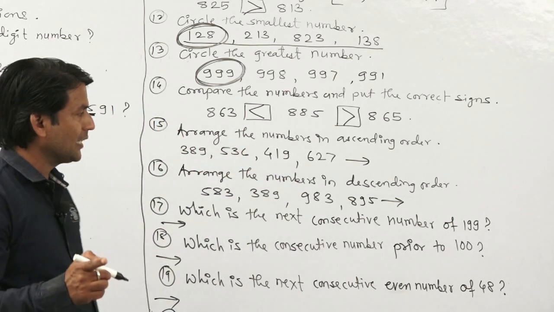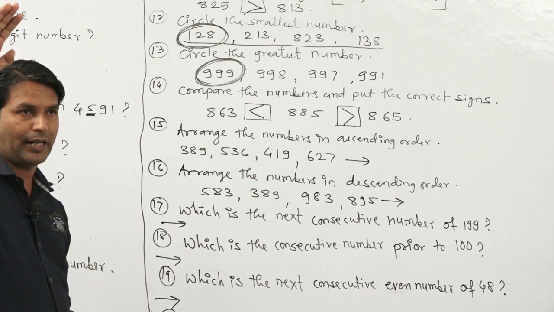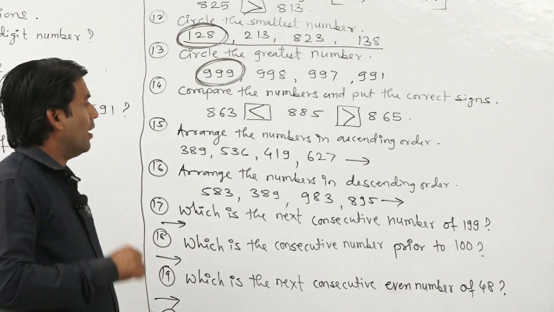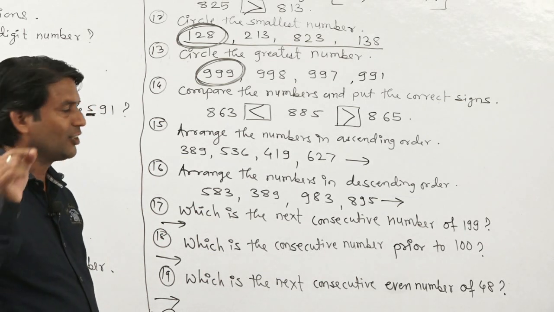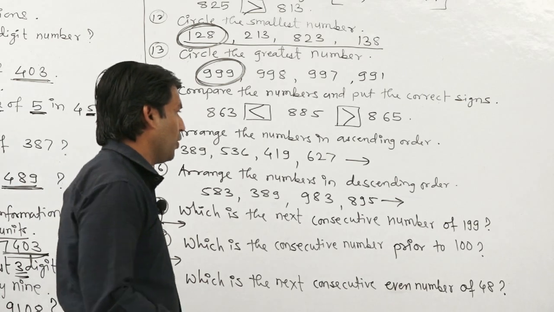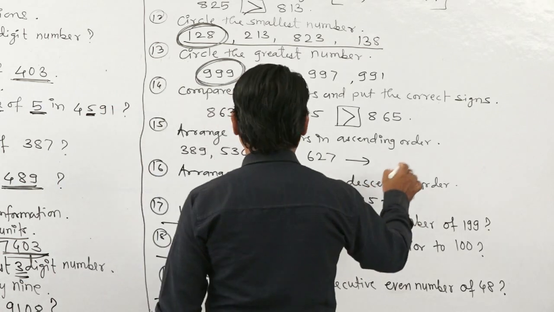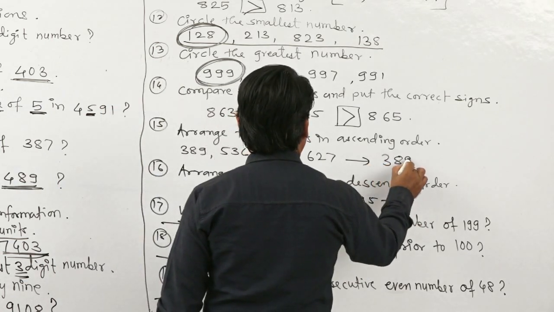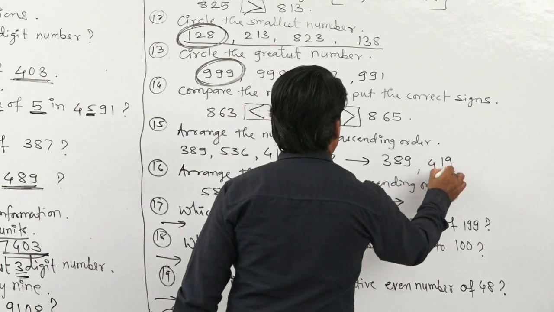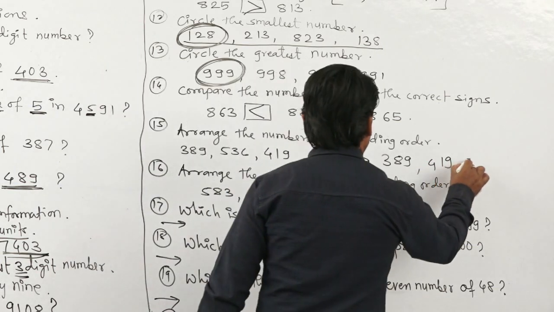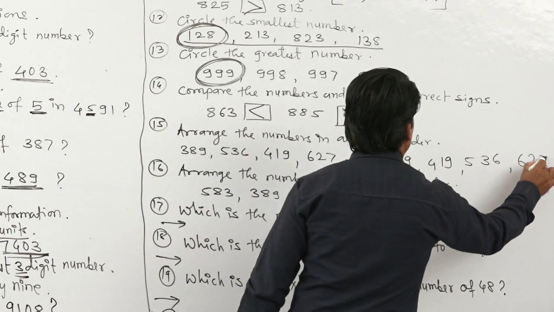I told you in the last video, ascending order means nothing but increasing order. Increasing order means arranging numbers from the least to the largest number, okay. So first of all we have to find out which is the least number in the given numbers. So 389 is the least number. After that we have to write 419. After that we have to write 536 and last one we have to write 627.